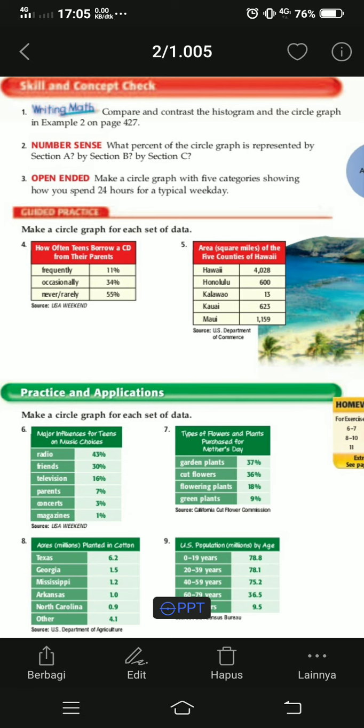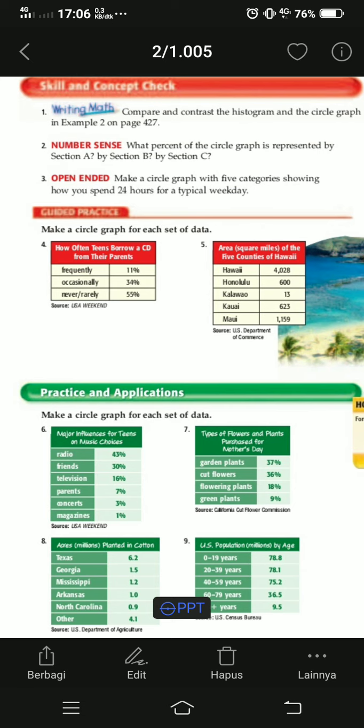Hawaii is 4,028, Honolulu 600, Kalawao 13, Kauai 623, Maui 1,159.